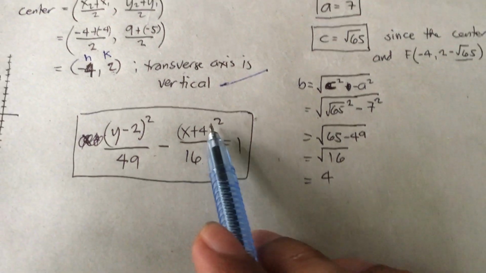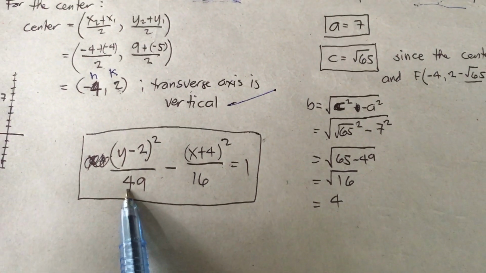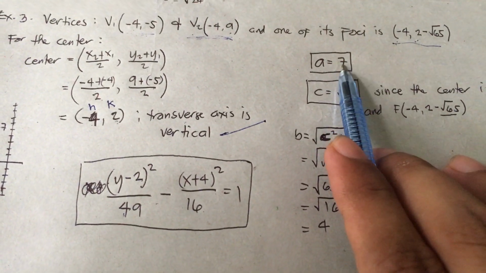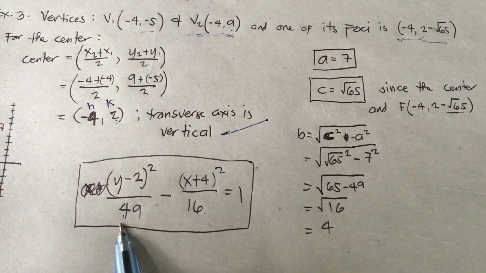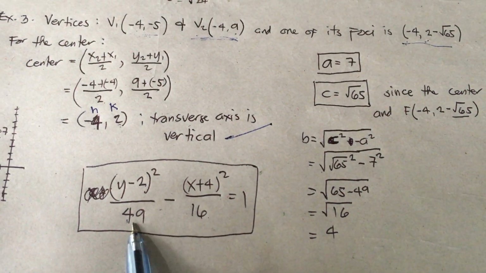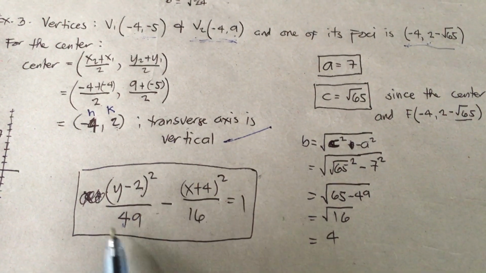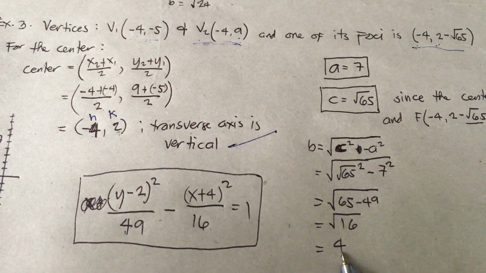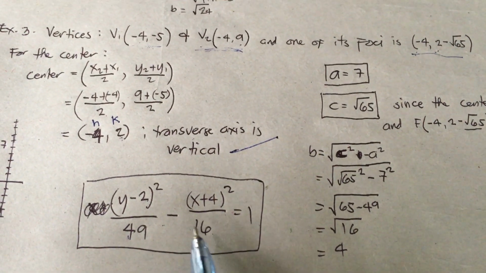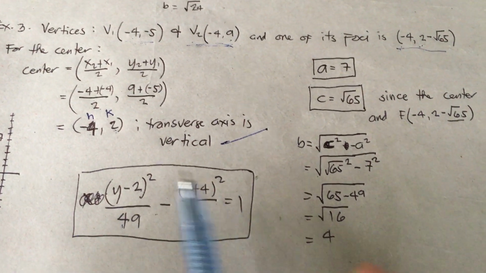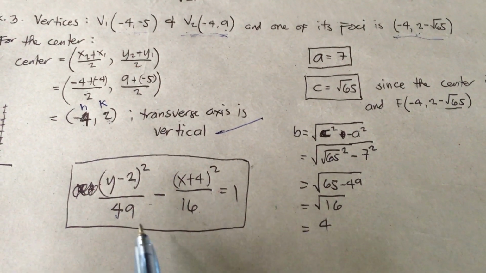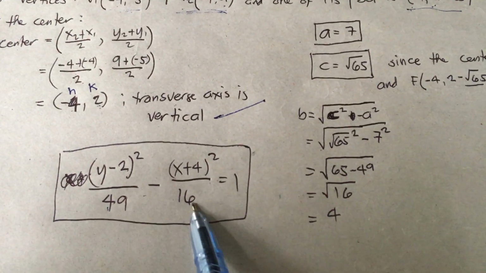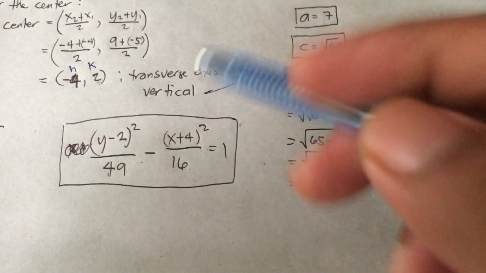And also, our A is 7, so A squared, we have 49. Now, the A is always positive. And our B is 4, so 4 squared, we have 16. So our equation is Y minus 2 squared over 49 minus X plus 4 squared over 16 equal to 1.